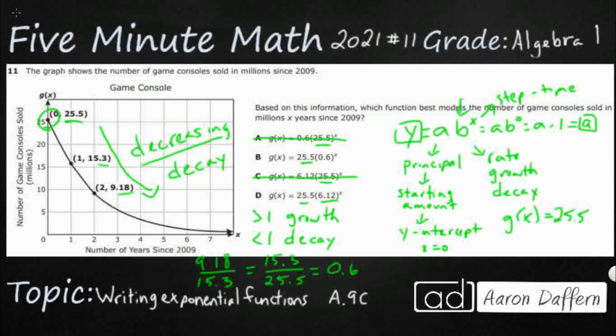Or you can plug the numbers in, right? You can say g of x, and let's just say this 15.3 is going to be that g of x equals 25.5 times b, and then our x is going to be 1. So then you end up solving for it, and it's 15.3 divided by 25.5, right? If you're solving for that b. So either way, our answer here is B.